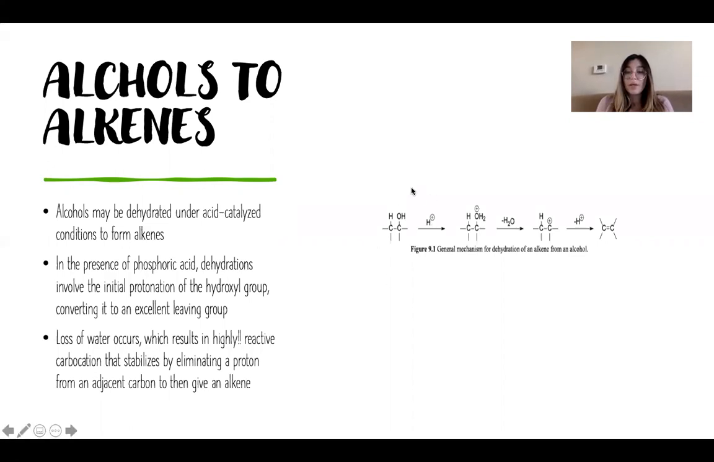So as we can see right here, we have an alcohol, and it's going to get protonated, and afterwards we're going to have a very good leaving group. Water is going to leave. We're going to get a carbocation, and as a result we're going to be getting the alkene. Loss of water occurs, which results in the highly reactive carbocation that I was talking about, and it stabilizes itself by eliminating a proton from the adjacent carbon to then give the alkene.